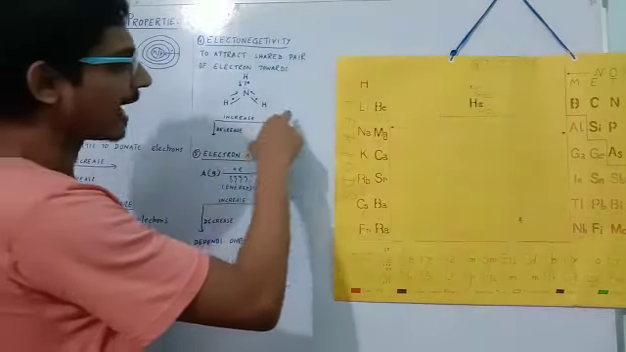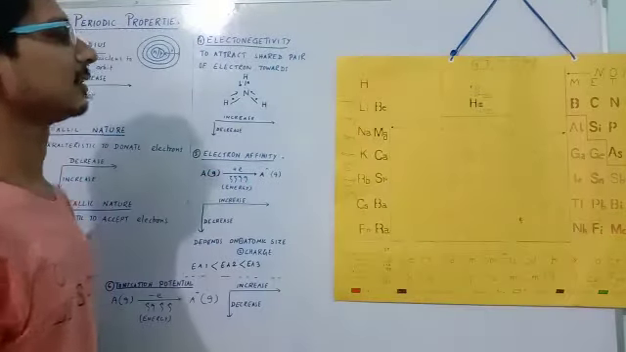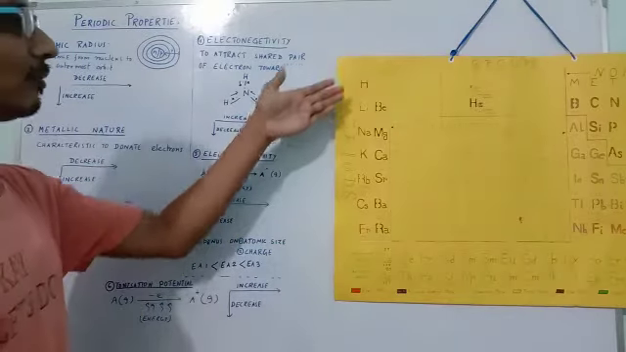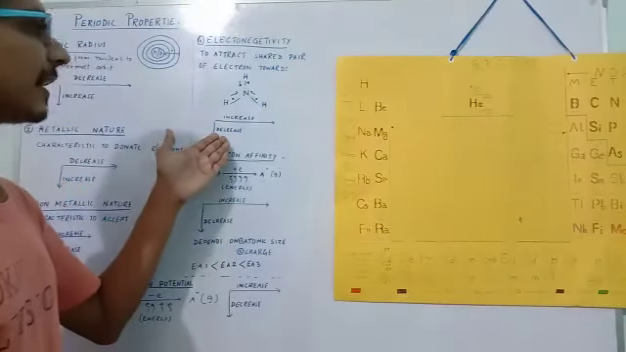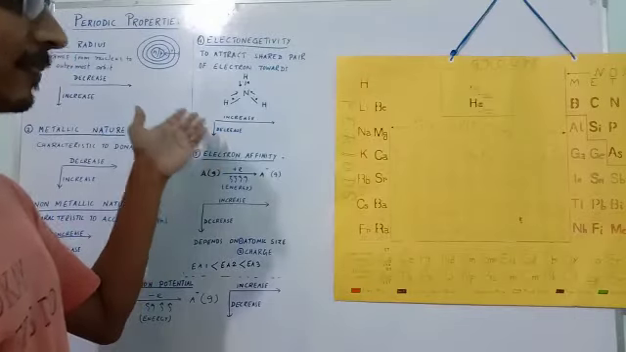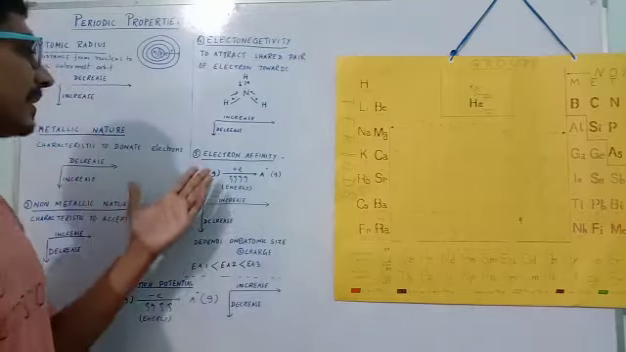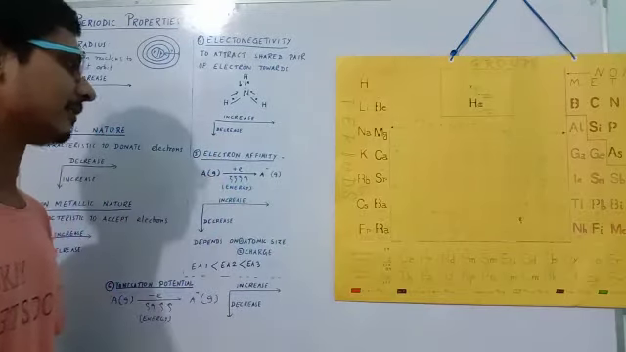If we move along a period, electronegativity increases, and if we move down a group, electronegativity decreases. Now our next periodic property is electron affinity.